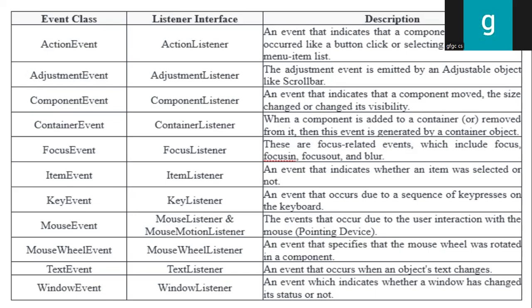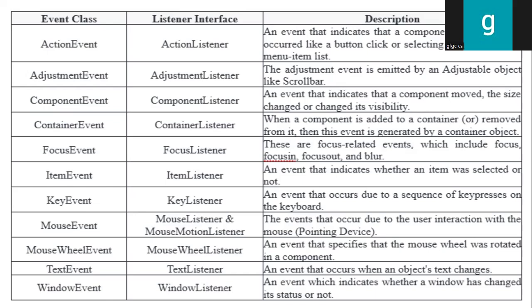The function of these listeners is to handle events that occur due to the user's interaction with the mouse, which is called a pointing device. Next is MouseWheelEvent. For the mouse wheel event class, we need the MouseWheelListener. What is the function of this class? It is an event that specifies that the mouse wheel was rotated in a component. Next is TextEvent. For that we need the TextListener, an event that occurs when the object's text changes.